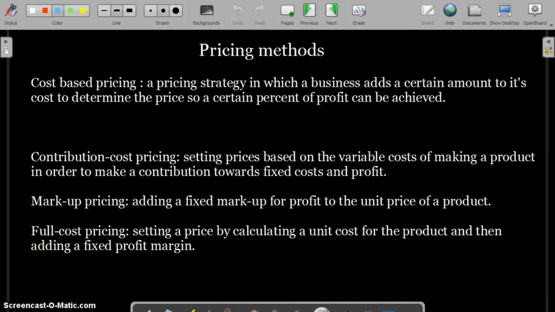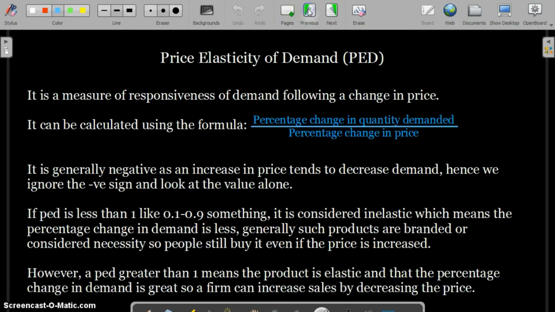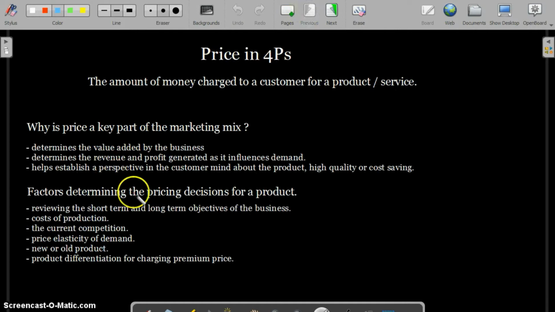We have discussed earlier what price is and what price elasticity of demand is. Now we're going to be looking at the pricing decisions. You have already discovered the factors that decide pricing decisions: the short term and long term objectives of the business, the cost of production, the current competition, price elasticity of demand, new or old product, and differentiation. All these are the factors that help to determine the price.